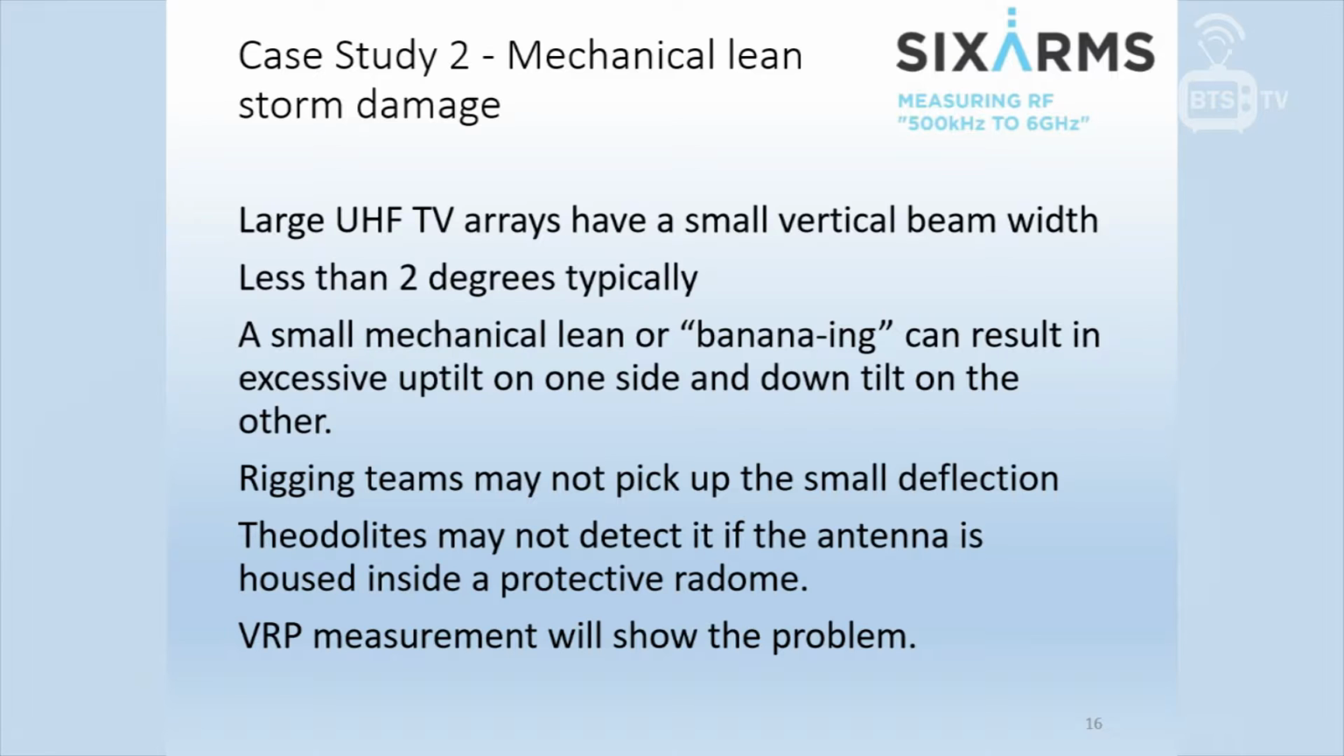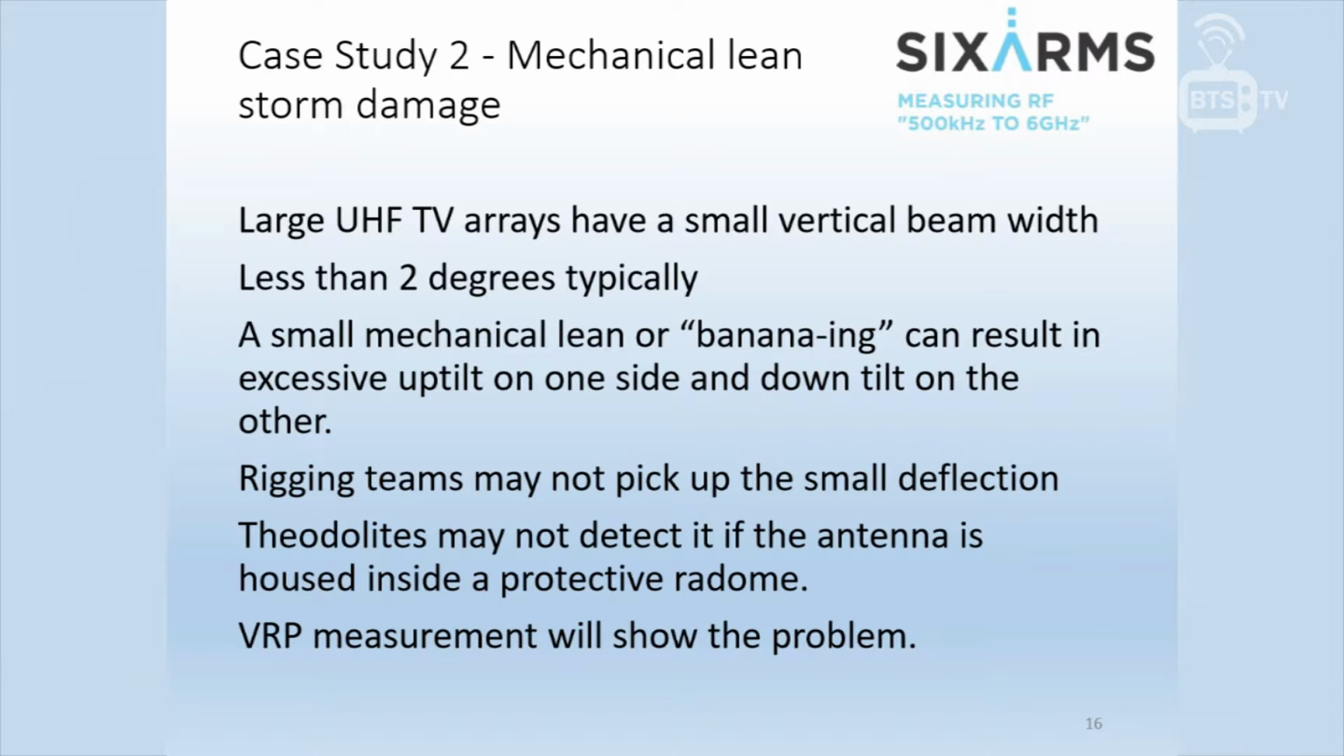Case study 2 we'll talk about is mechanical lean from storm damage. So we've got large UHF arrays. They've got a very narrow beam width, as I was saying. All the power's basically pushed out to the horizon. Typically 2 degrees is what we're talking about in terms of a beam width.